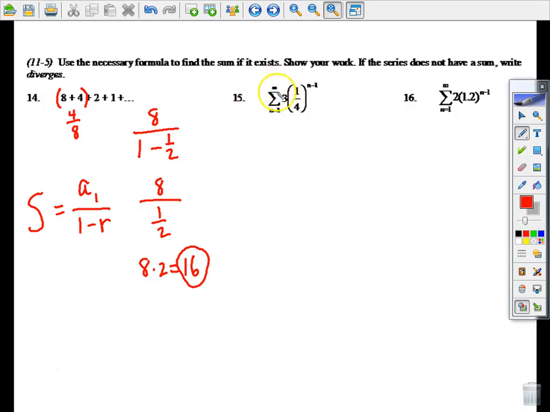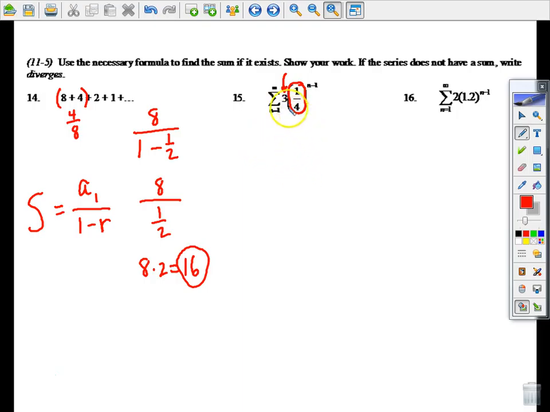Okay, another infinite series here. If you're looking for r in summation notation, the r is always found by whatever is directly below the exponent n minus 1. It's the base for n minus 1. So in this case, r is going to be 1/4, and the first term will be the number that's in front of r. And if there is no number showing in front of r, it's assumed always to be 1.